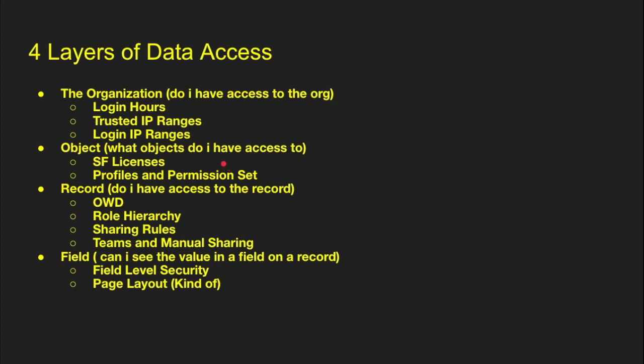We need to gain access to the org. Then we have access to objects. Then we have access to the records on those objects, and then potentially the fields on those objects. If I don't have access to a field, and I have access to the record, I just won't see the field on that particular record. So there's a special field here that's hidden that only one person can see. They can still see the rest of the values on that particular record.